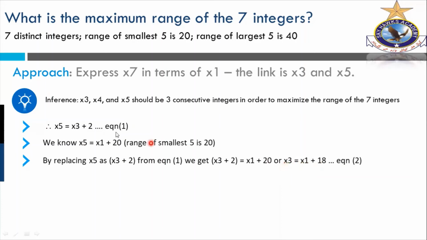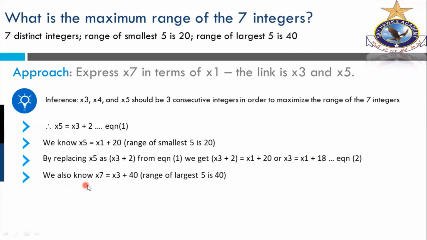Okay, so we have two equations now. One is the x5, second is the x3. So the most interesting values, we have just interpreted these x3 and x5 into mathematical equations. So this is x5, x3 plus 2, and this is x3, x1 plus 18.